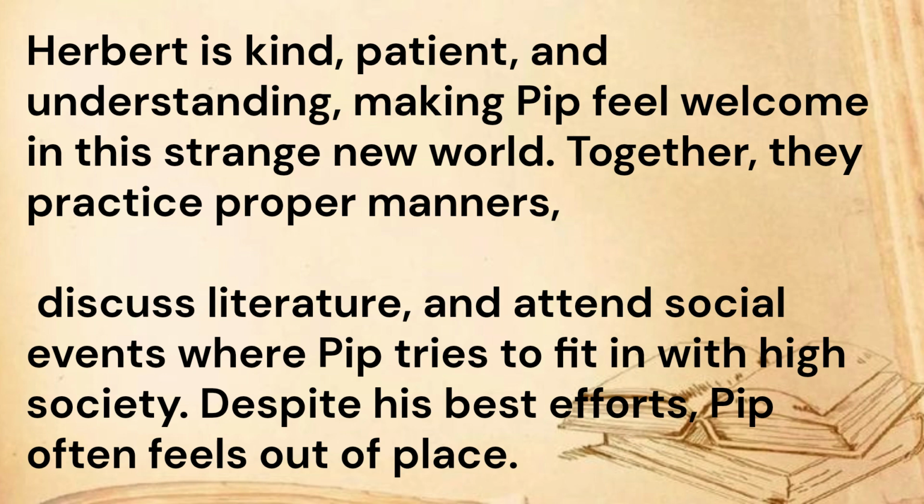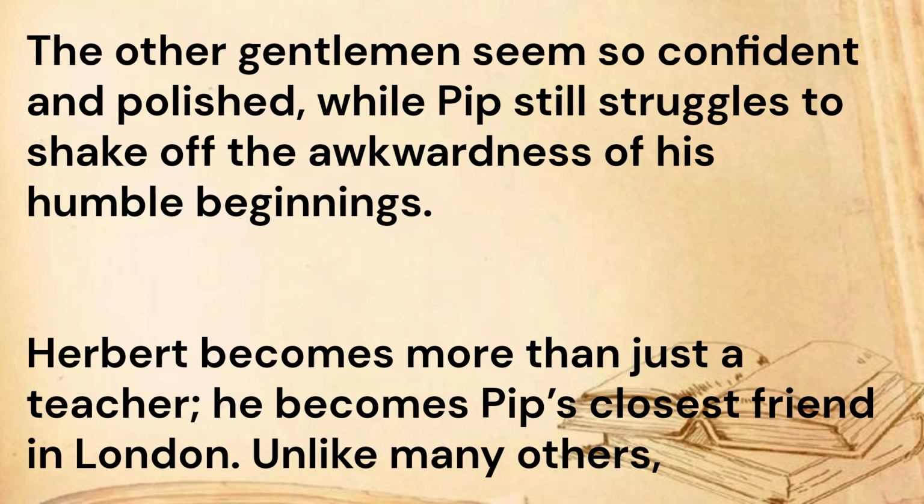Despite his best efforts, Pip often feels out of place. The other gentlemen seem so confident and polished, while Pip still struggles to shake off the awkwardness of his humble beginnings. Herbert becomes more than just a teacher. He becomes Pip's closest friend in London.